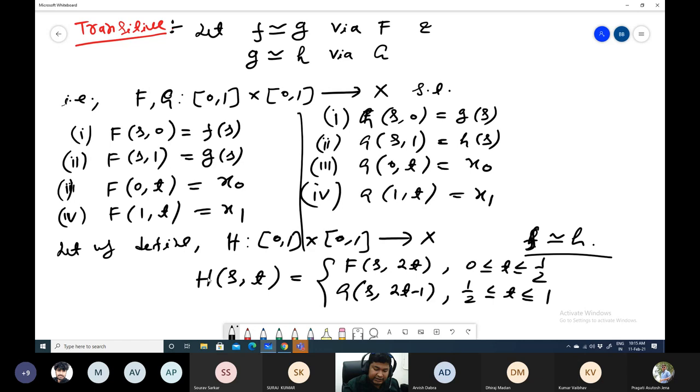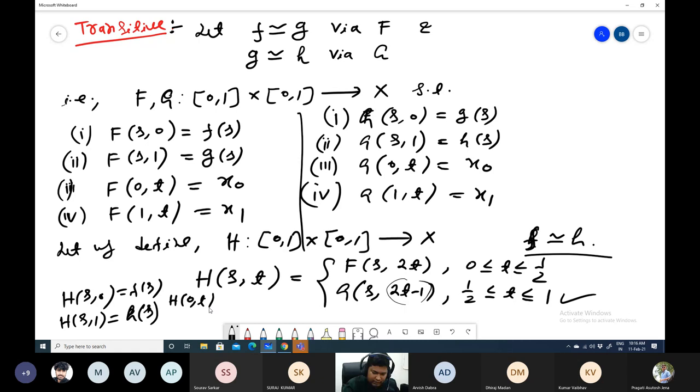Now if you take h of s comma 0, what will that be? It will come to f only, right? So it will be f of s comma 0, so it will be f of s. Now if you take h of s comma 1, because t equals 1, you put t equal to 1 in g of s comma 2t minus 1 and you will have g of s comma 1, so therefore h of s, right? And similarly, if you put s equal to 0, then you can see that f of 0 and g of 0 are both x0, so therefore you have h of 0 comma t, that is x0, and h of 1 comma t, that is x1. So these are easy.